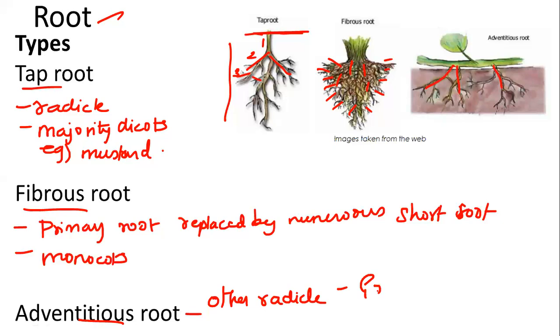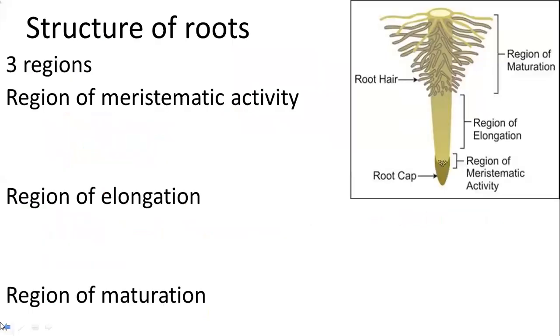Examples you can say: grass will be an example, monstera plant will be an example, and the well-known banyan tree is an example of adventitious root. Let's move to the structure of roots. So this slide.